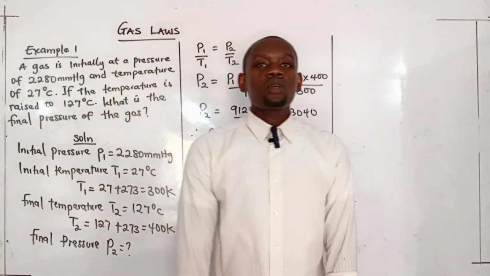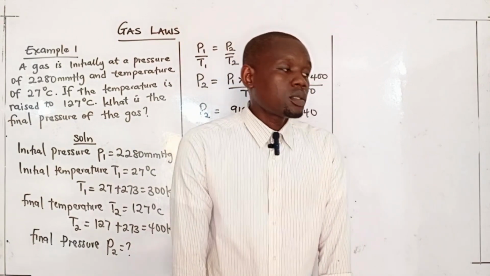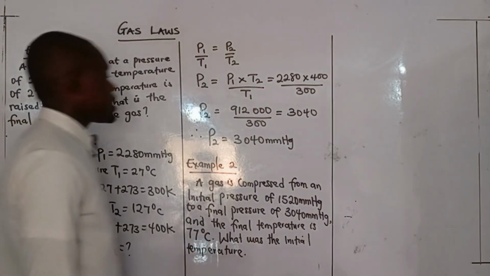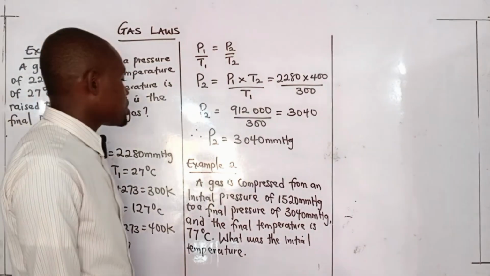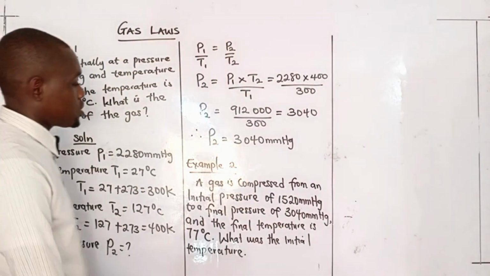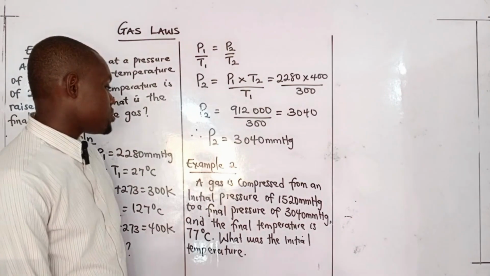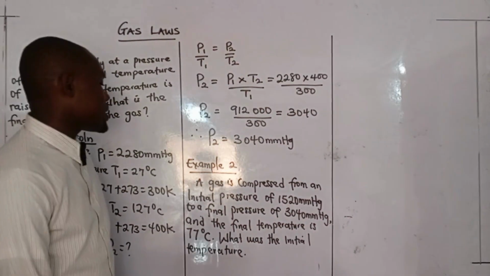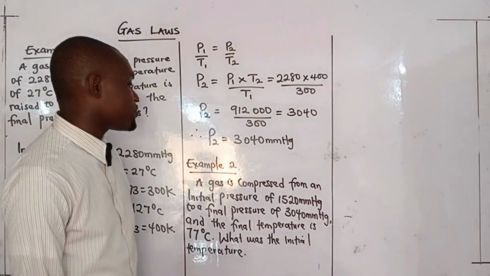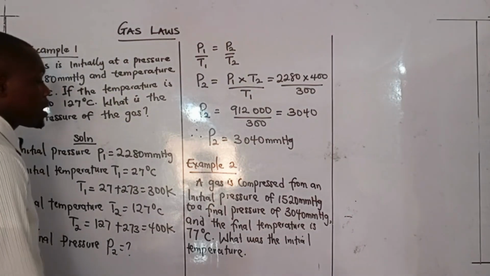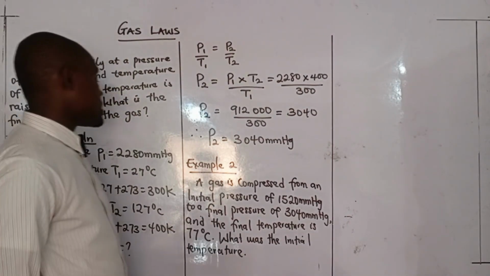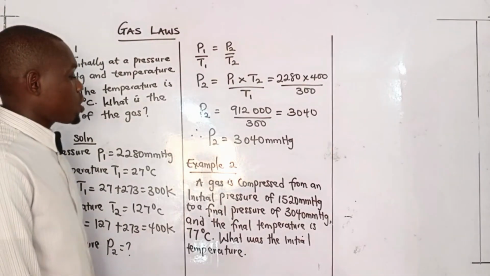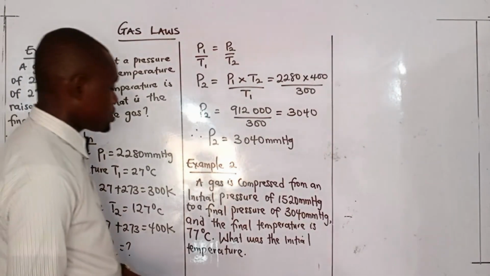Now let's take a look at the second question on the board. We have that a gas is compressed from an initial pressure of 1,520 millimeter mercury to a final pressure of 3,040 millimeter mercury, and the final temperature is 77 degrees Celsius. What was the initial temperature?